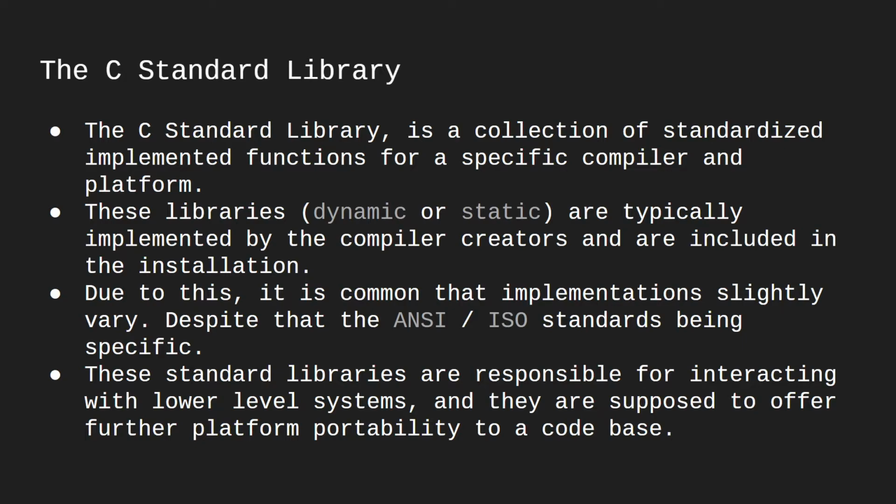Due to this, the implementations slightly vary. This is despite the ANSI or ISO standards being specific about how they should operate. They don't typically tell you exactly all of the implementation details that need to occur inside of the functions, just basically signatures and what is expected out of them. These standard libraries are responsible for interacting with lower level systems. They're responsible for making operating system calls, and that is what gives programmers the ability to have their code be more portable on different platforms.